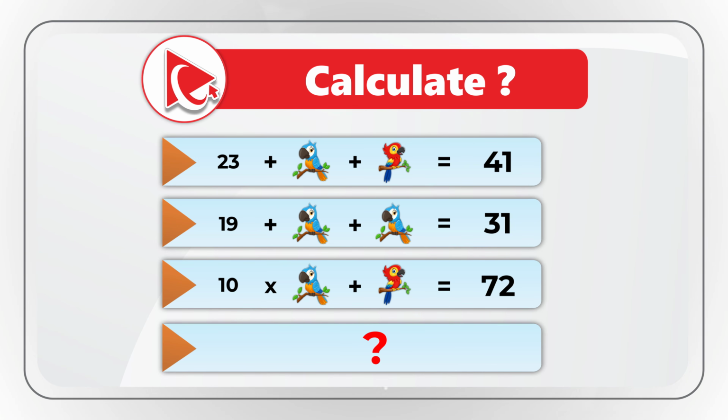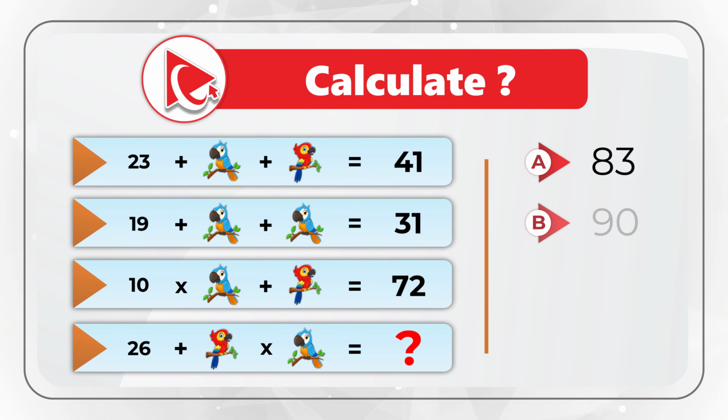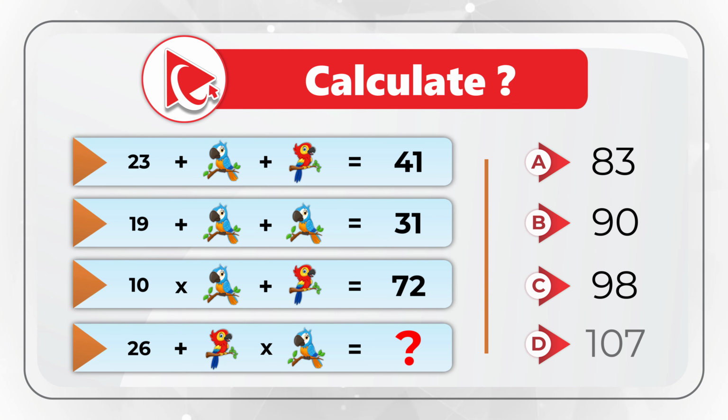And last but not least, the expression is 26 plus red parrot multiplied by blue parrot equals missing value. You need to select the missing value out of 4 possible choices. Choices: A, 83; B, 90; C, 98; and D, 107. Take a close look to see if you can calculate the answer.